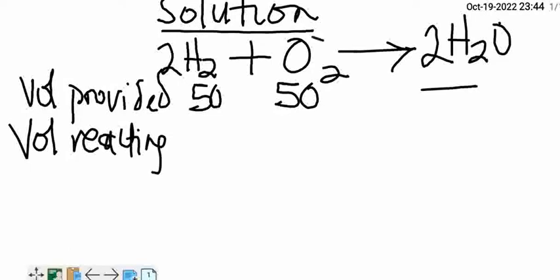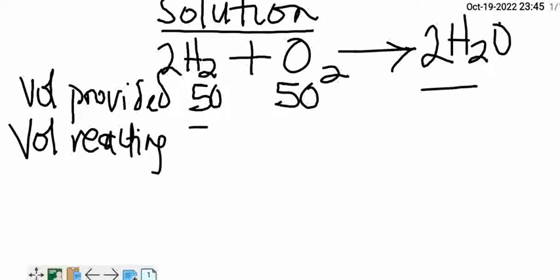We have to look at the equation. What is this equation telling us? The equation is telling us that the volume of hydrogen that will react must be twice that of oxygen. This is 2 to 1. 2 to 1 means the volume of hydrogen that will react must double that of oxygen. So this 50 given here, will they all be used up?